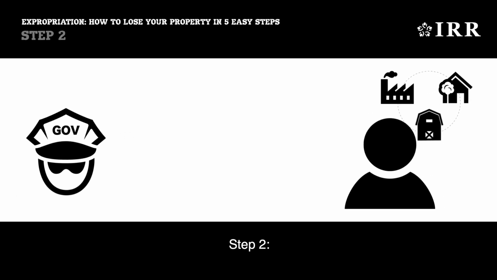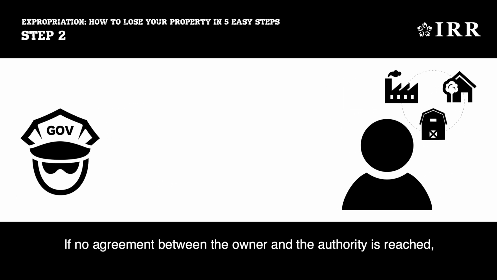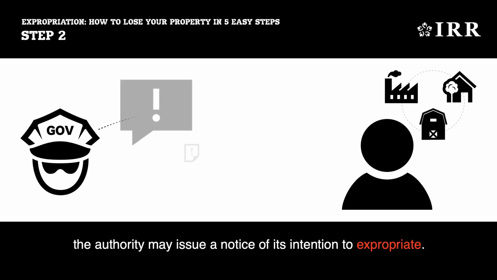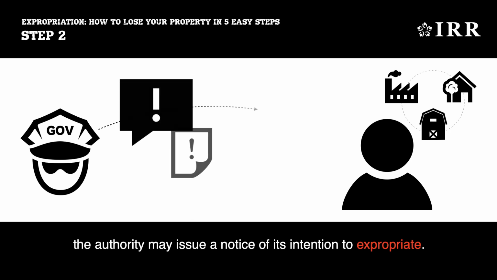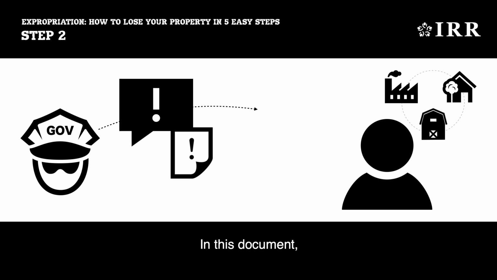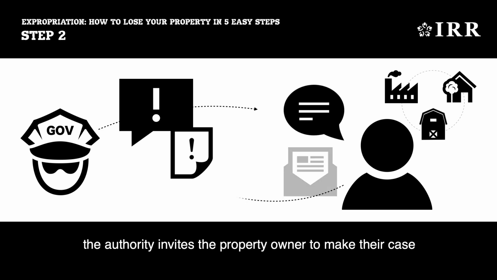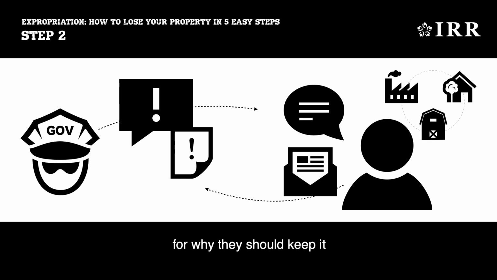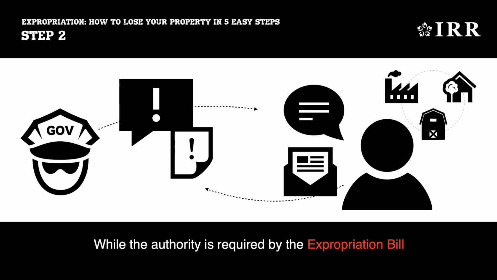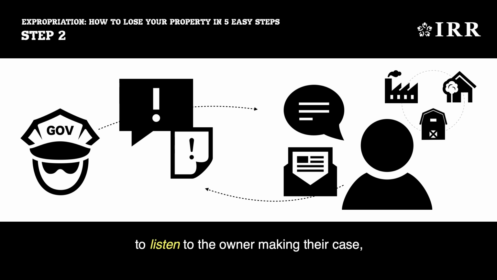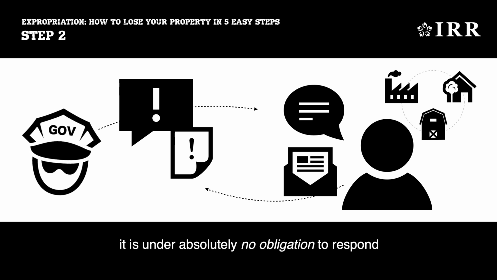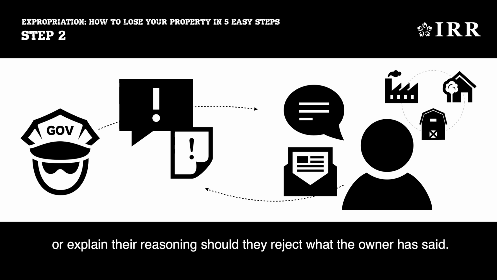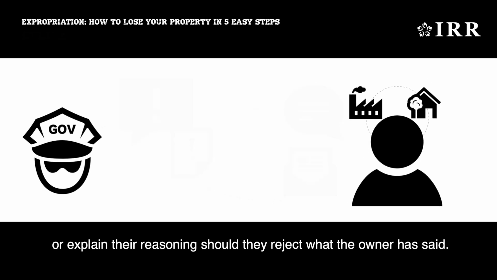Step 2. If no agreement between the owner and the authority is reached, the authority may issue a notice of its intention to expropriate. In this document, the authority invites the property owner to make their case for why they should keep it or what amount of compensation should be paid. While the authority is required by the Expropriation Bill to listen to the owner making their case, it is under absolutely no obligation to respond or explain their reasoning should they reject what the owner has said.